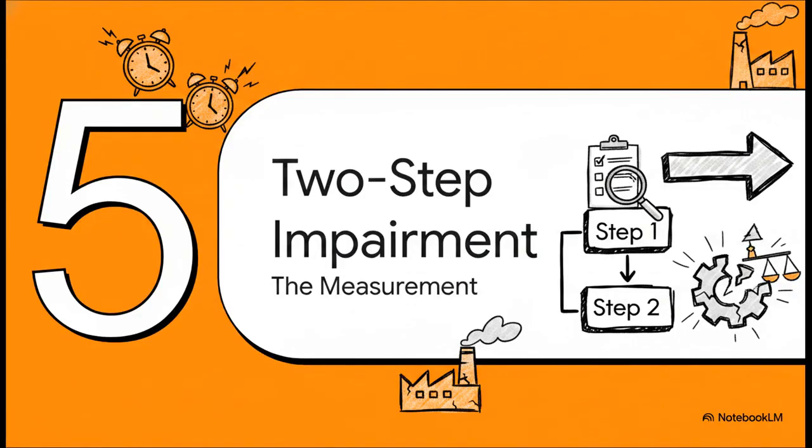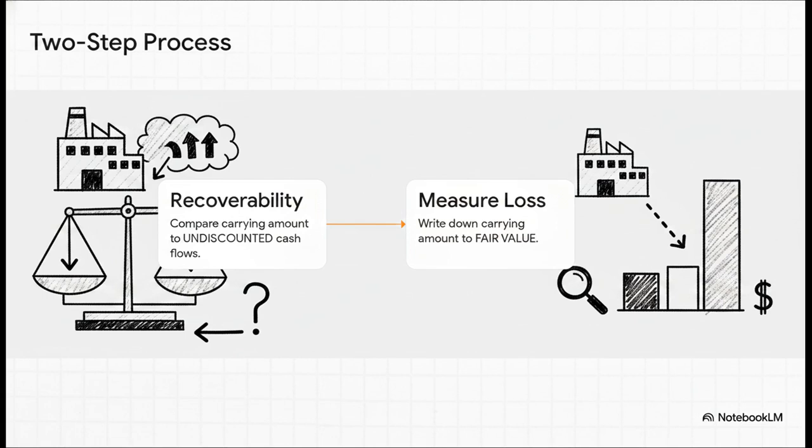Section 5. Two-step impairment process, the measurement. So, the alarm is ringing. Now we have to strictly apply a two-step test to see the extent of the damage. Here is exactly how that works. Step 1 is the recoverability test. You compare the asset's carrying amount to its undiscounted future cash flows. If the carrying amount is less than or equal to those cash flows, you're fine. You stop right there. No impairment. Step 1 is really just a threshold test. But if the carrying amount is greater, you fail Step 1 and you have to proceed to Step 2.